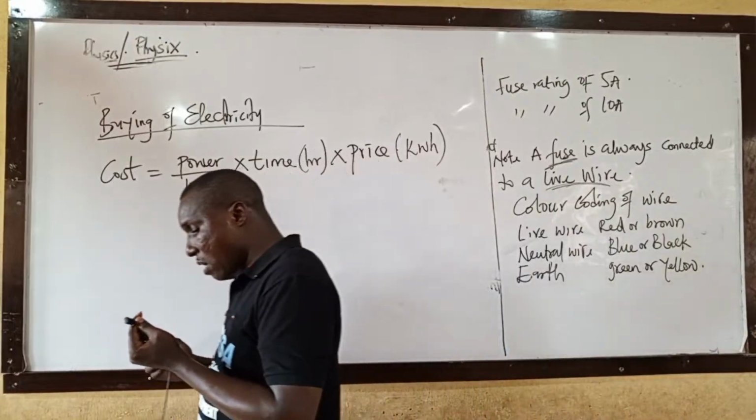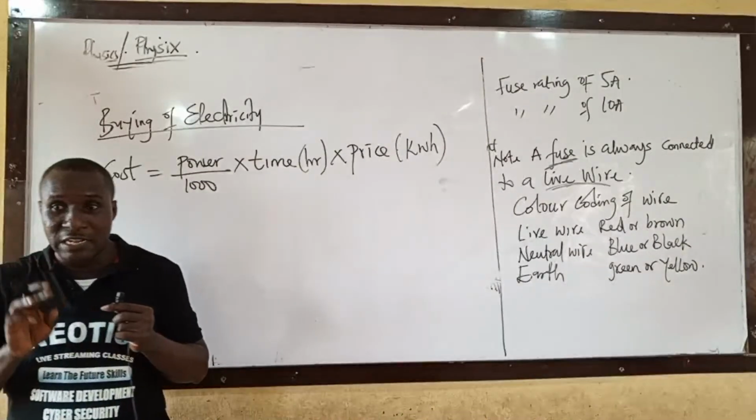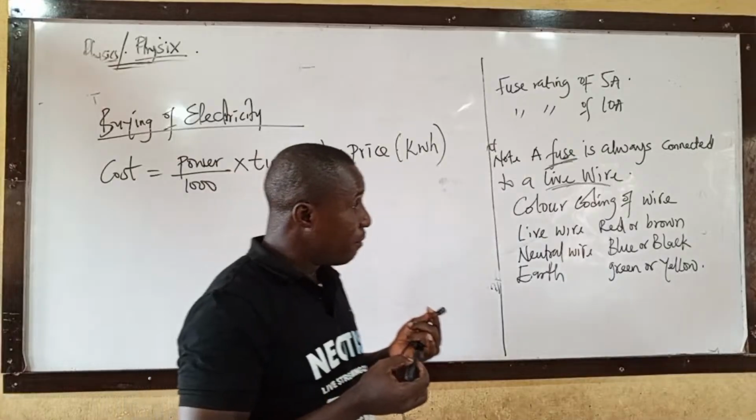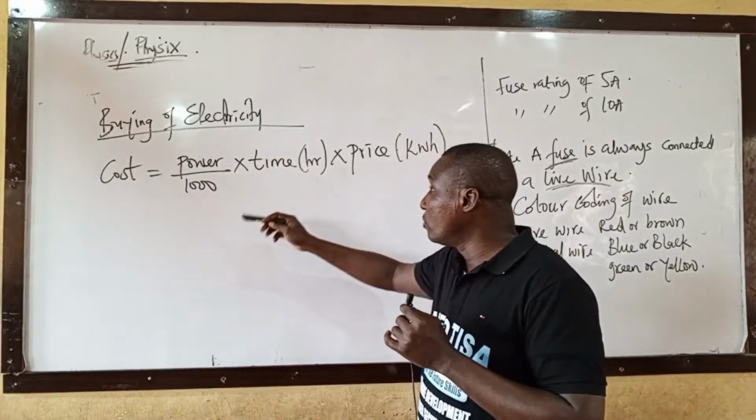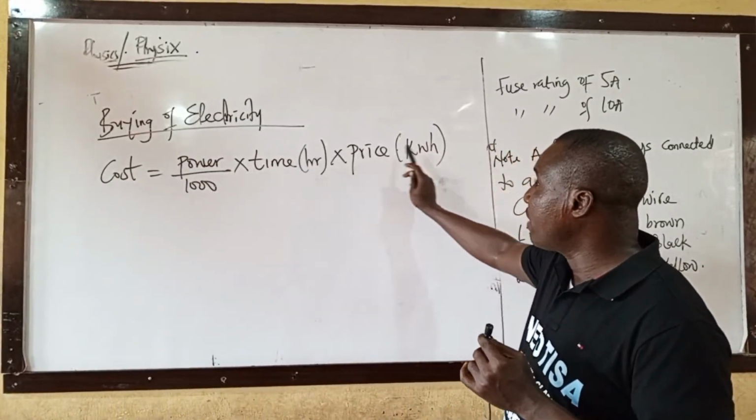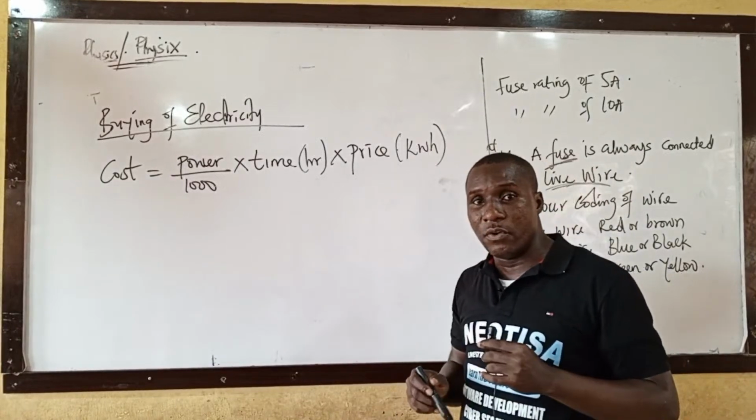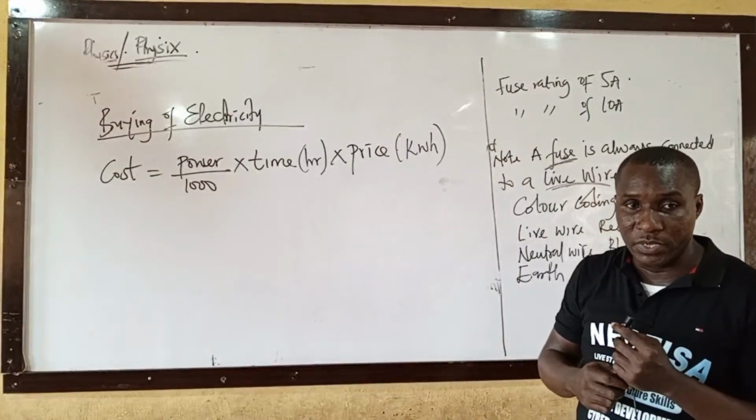Cost equal to power over 1,000 times time, then times price. Please take note of this formula.